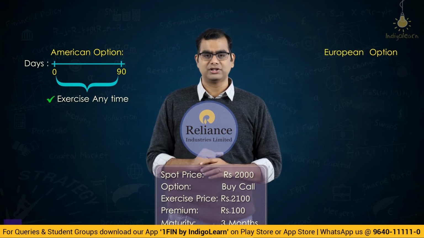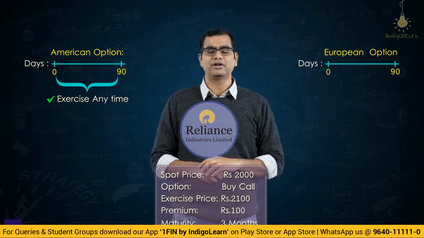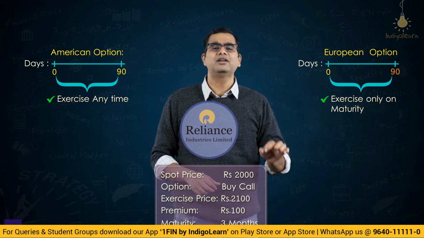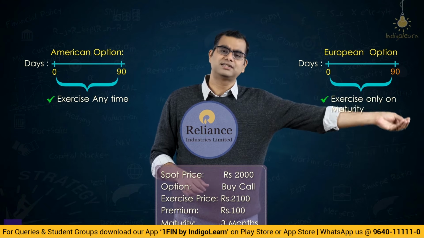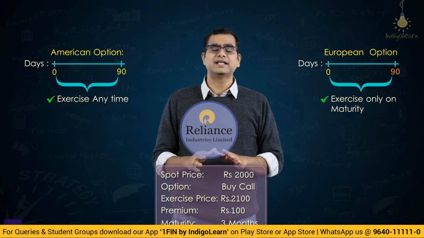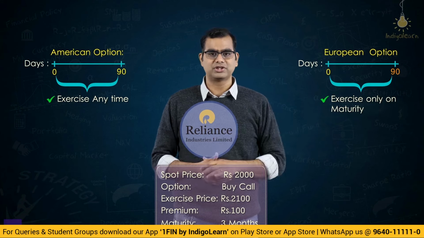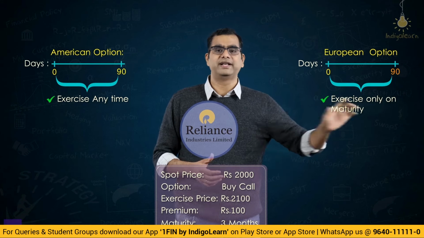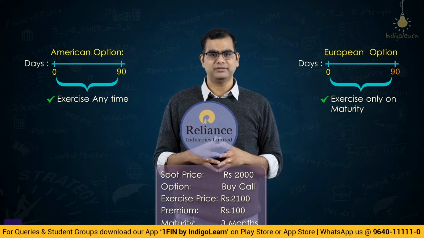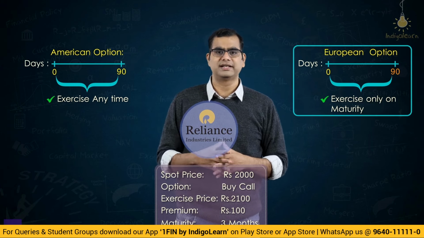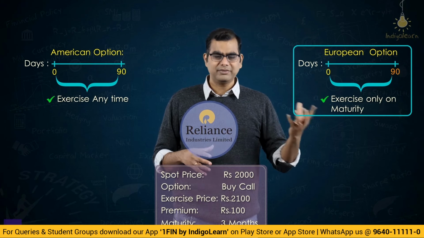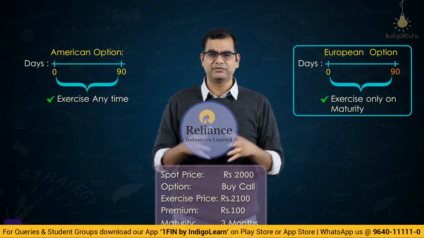If it is a European option, you cannot do whenever you want. You have to do only on the maturity date, that is 90th day, or if this is a 3-month contract, the last Thursday of the 3rd month. Understood? American option is exercisable anytime. European option is exercisable only at a specified time. So, in Indian context, most of the options are actually European options only. Whatever are the index options that are traded, whatever the currency options that are traded, mostly European options only. In some cases, some American options are available, but they are few and far between.